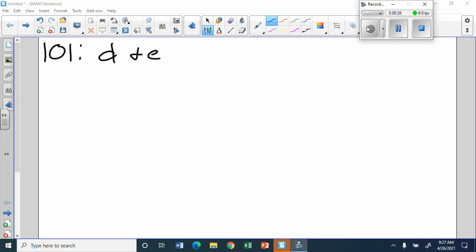Yeah, they want us to find the measure of each angle, but if we look at the directions above, it says they want to see us write an equation. So what do you know about all triangles? They're equal to 180 degrees. So how can I use that information and the information in this picture to write an equation?